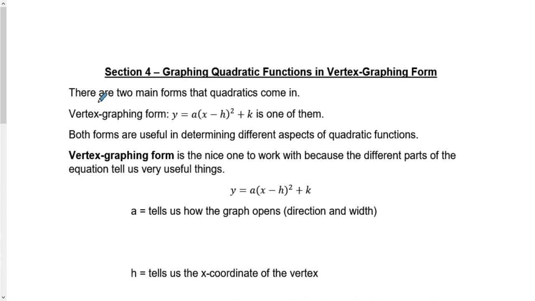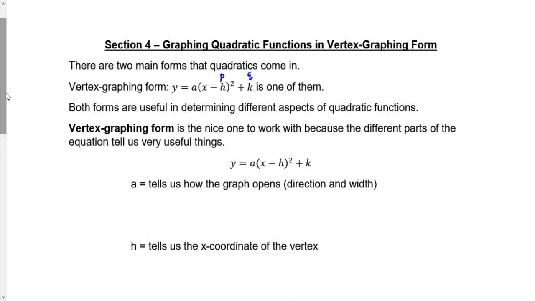So there are two main forms that quadratics actually come in. The first one that we'll talk about is the Vertex-Graphing form, which is y equals a bracket x minus h squared plus k. Now, the curriculum uses p and q, but they're really meaning the same kind of idea. Again, the reason I leave it with h and k is because of the strict connection between the 30-level courses. At the same time, I just keep everything the same, so it can be transferred between one course and the next. Now, both forms are very useful in determining different aspects of quadratic functions.